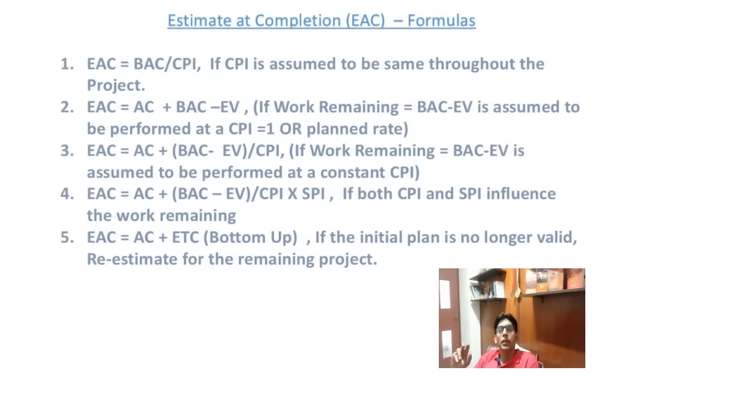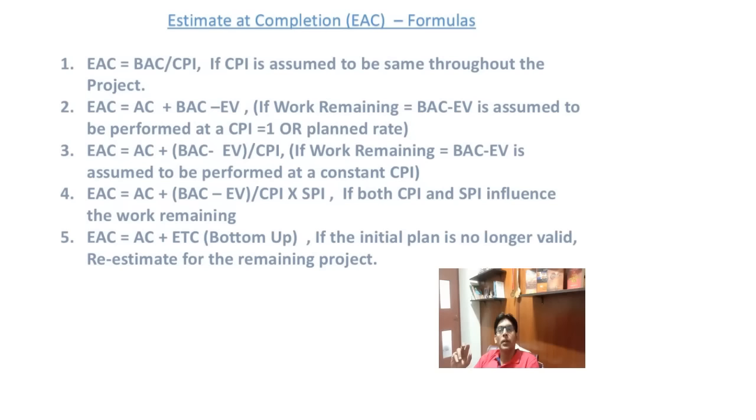The fourth formula for calculating estimate at completion is EAC is equal to AC plus (BAC minus EV) divided by (CPI into SPI). This is used if both CPI and SPI influence the work remaining. This will be used when your projected cost at completion will also be impacted by whether you deliver on schedule, before the schedule, or you deliver late.